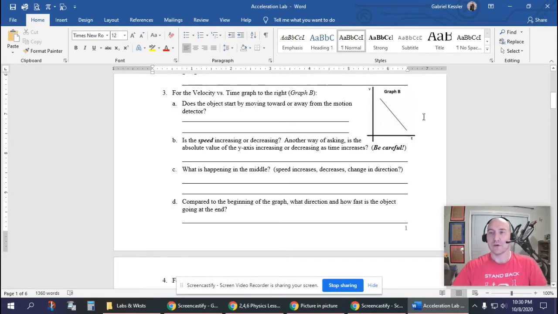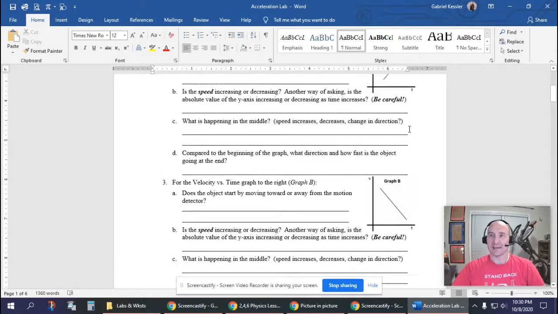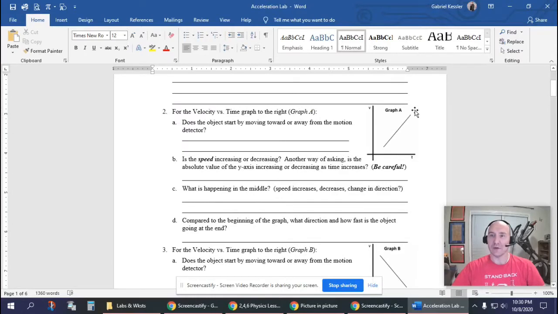Another way to notice you're going to slow down on a velocity versus time graph is if the line approaches zero, since the x-axis represents zero velocity. When the velocity approaches zero, you're slowing down. If the velocity is moving away from zero, like in graph A, going up and away, then it's going to be speeding up.